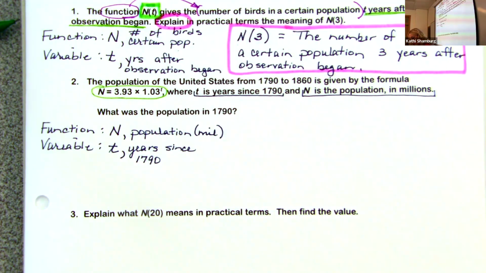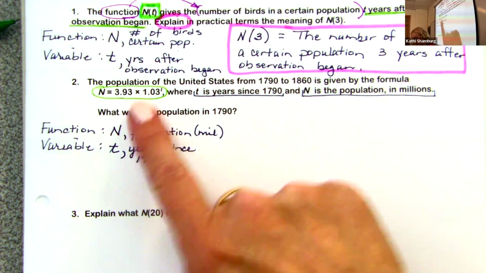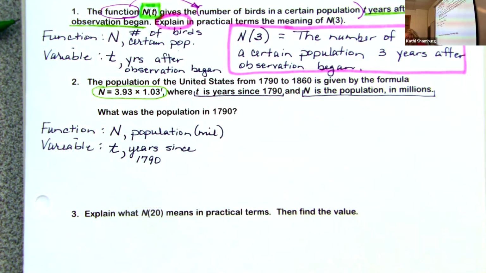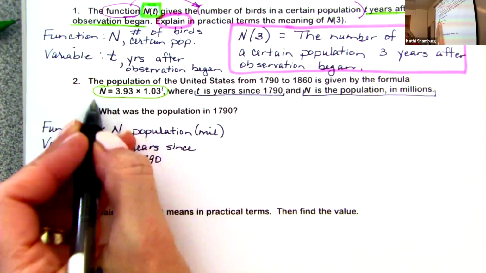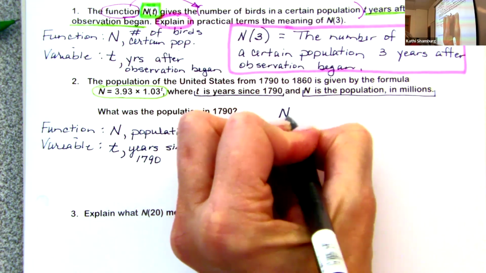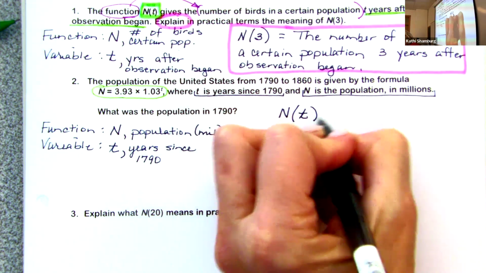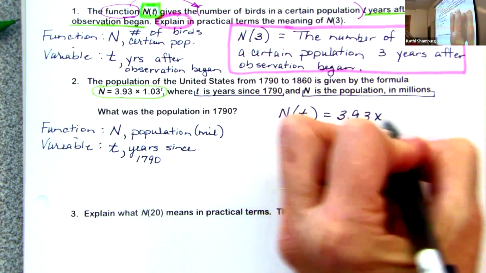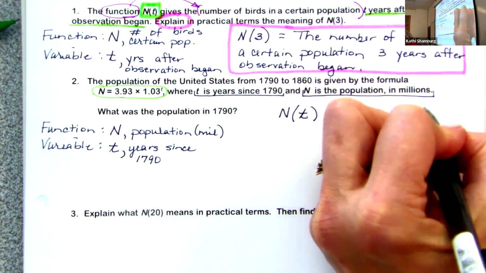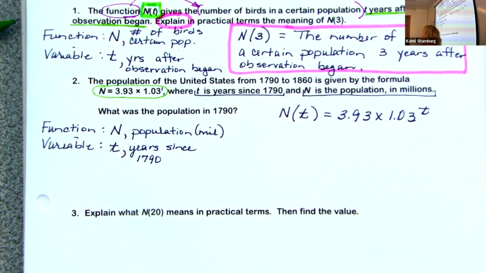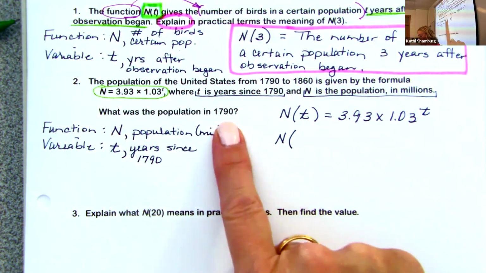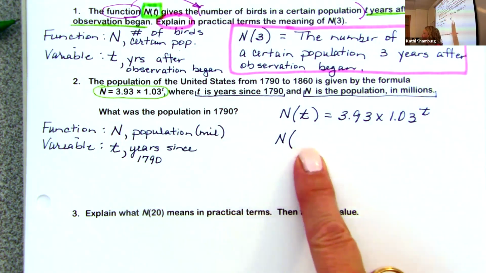All right, so that's all my information. What was the population in 1790? N equals this formula. Using functional notation, I can rewrite it as N of T equals 3.93 times 1.03 raised to the T power. And again, the most common error is for students to see the number 1790 and put it right there.